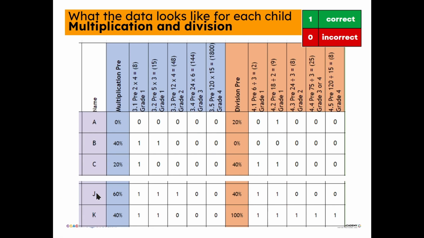Okay, so let's look at multiplication and division. It works exactly the same way. A 1 for a correct answer, a 0 for an incorrect answer. So let's have a look here. Child C has got the first question for multiplication correct, and then none of the others. So 0, 0, 0, 0. So they've basically got 1 out of 5, 20% for multiplication. Let's look at this child J for division. The first and the second questions are correct, and then the third, fourth, and fifth are incorrect. So 2 out of the 5, a 40% score for division.